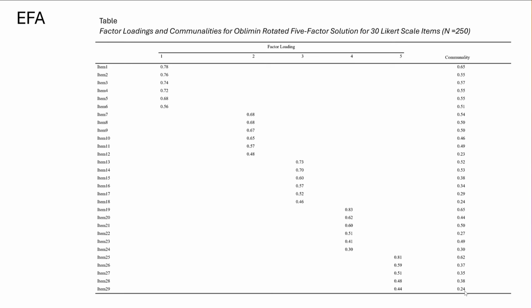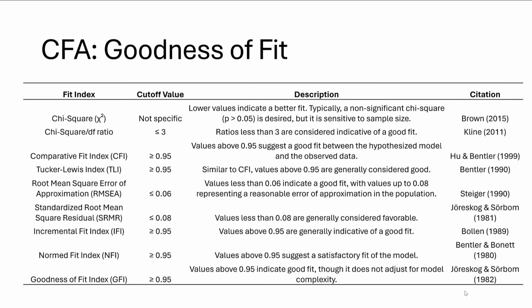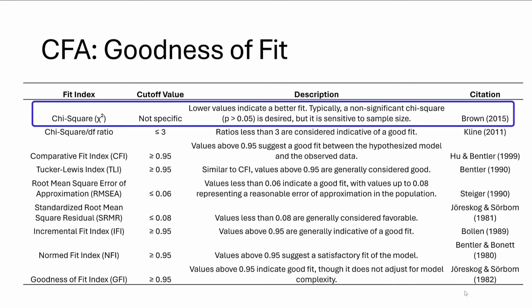Then we have the second table, which is about the eigenvalues, the percentage of the variance, the cumulative percentage for factors, etc. So it is reported this way. And for confirmatory factor analysis, we have goodness of fit measures, such as the chi-square, which should be low, so the p-value should be above 0.05 and normally it should not be significant, but most of the time the p-value of the chi-square is significant, but still it is accepted according to the literature.